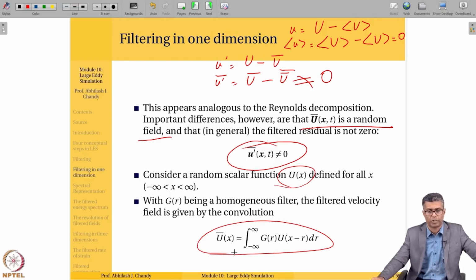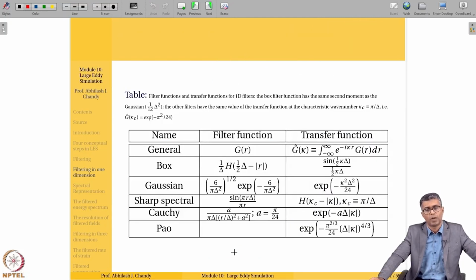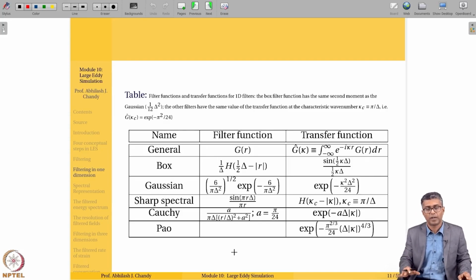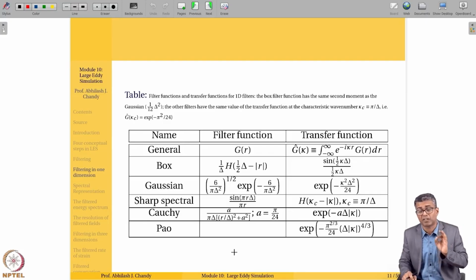So this is a convolution operation, isn't it? We are looking at it in one dimension just so that we can understand the concept better. This is a table provided for different kinds of filter functions, applied in one dimension. And on the rightmost column, I have the transfer function representing the Fourier transform of the filter function.